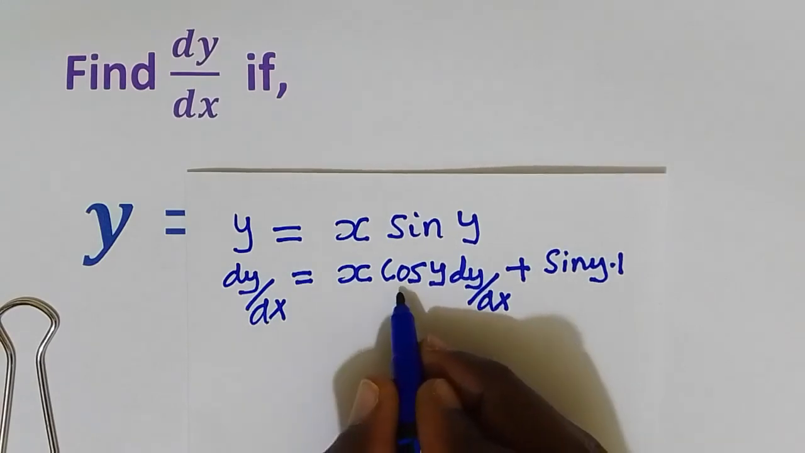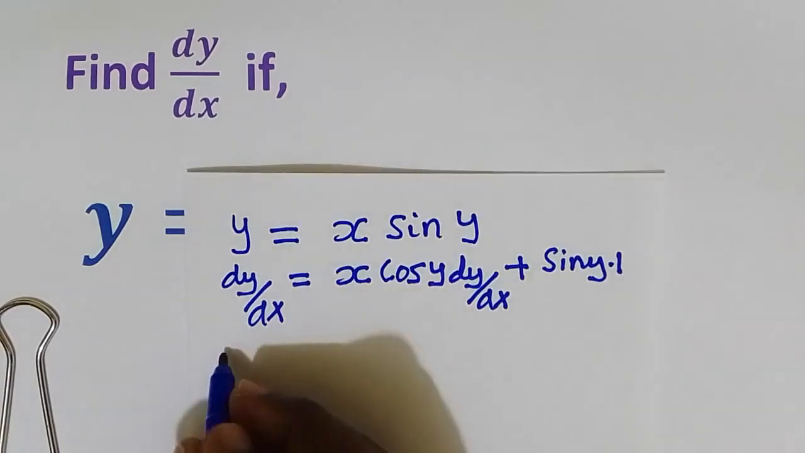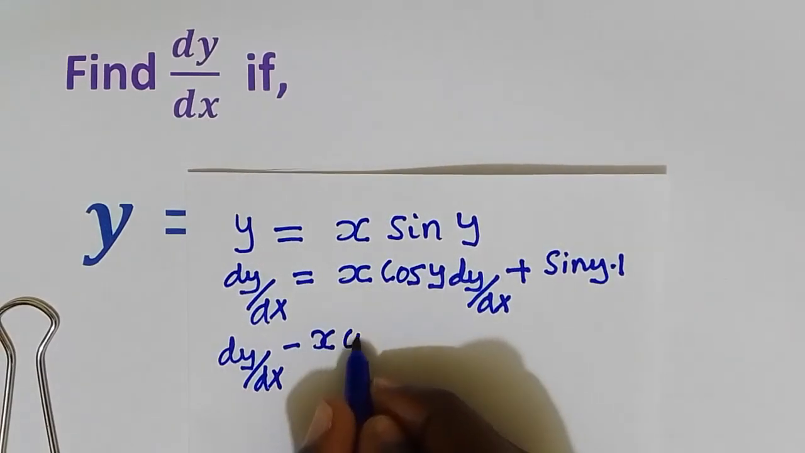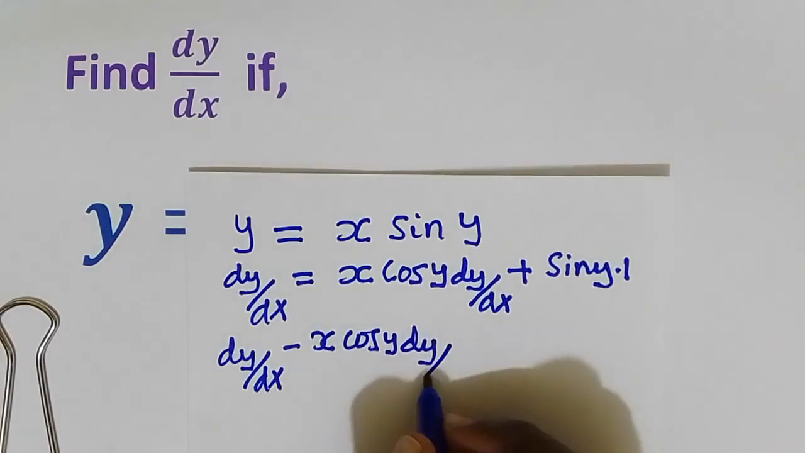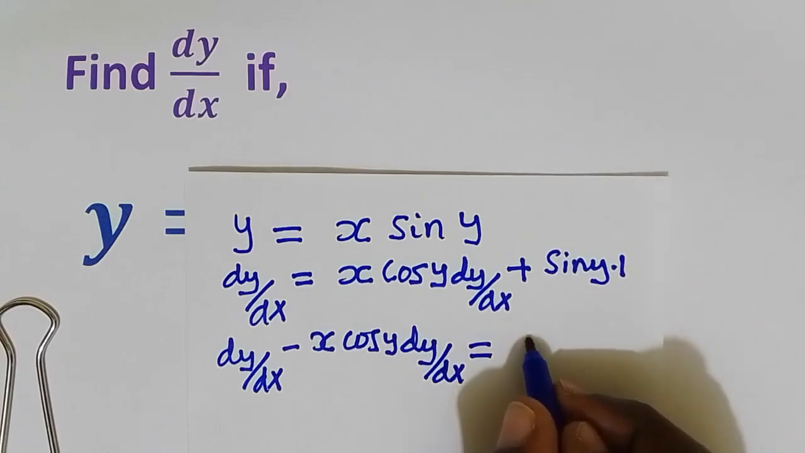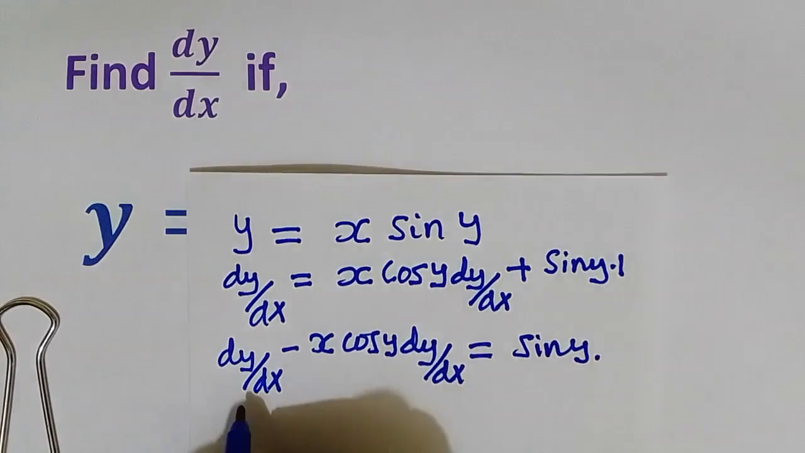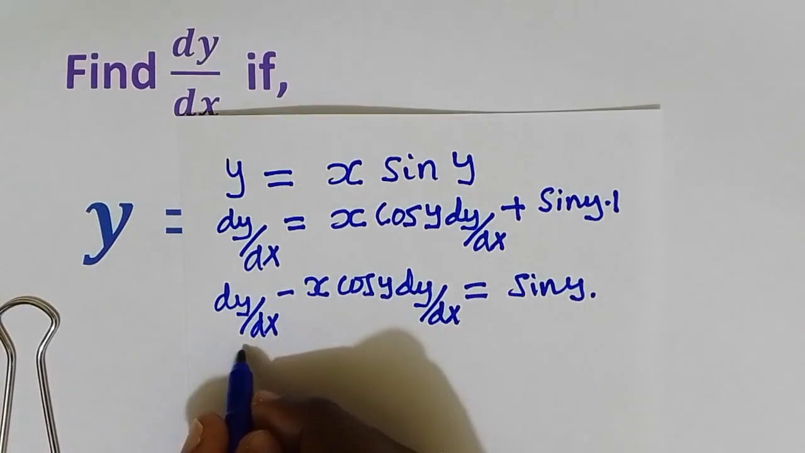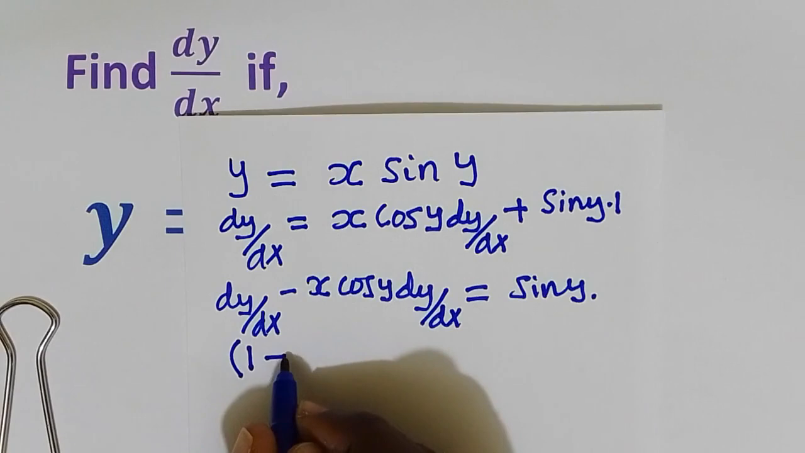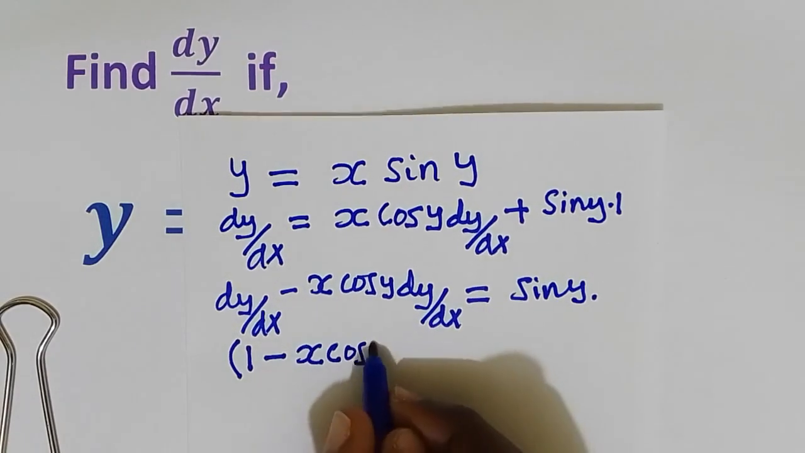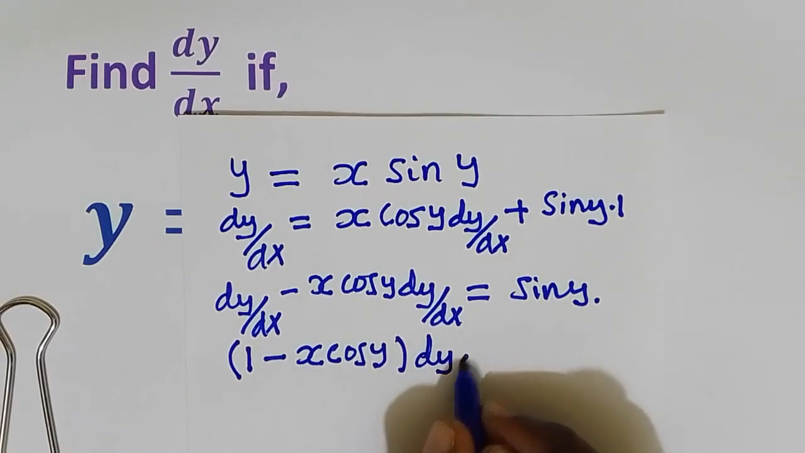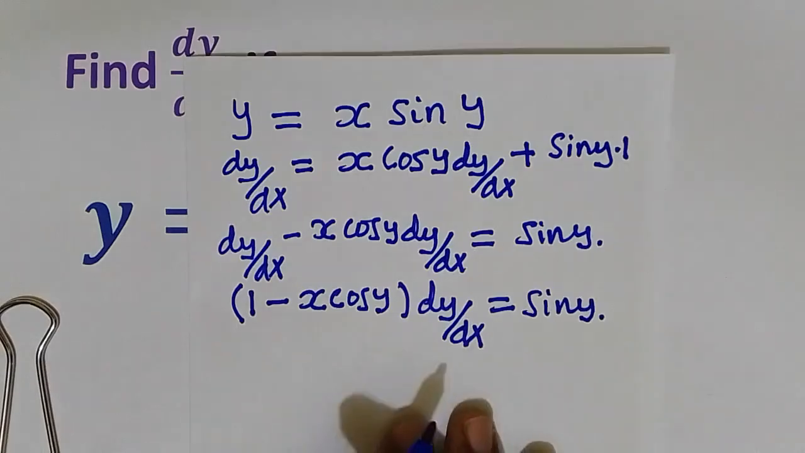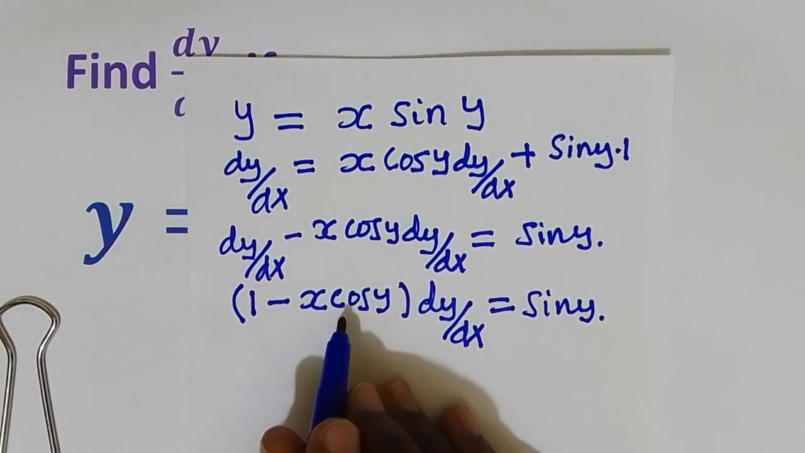Take x cos y dy/dx to the left hand side, that is going to be dy/dx minus x cos y dy/dx, this is equal to sine y. I can factor out the dy/dx and I'm going to remain with 1 minus x cos y, dy/dx, this is equal to sine y. I'm going to divide by 1 minus x cos y, both sides.